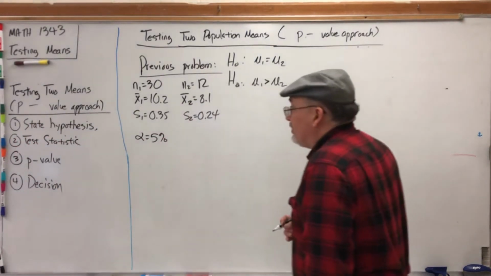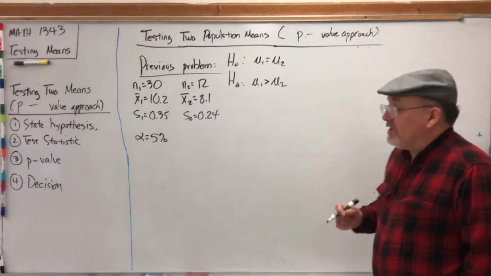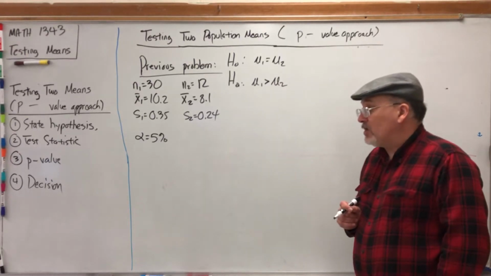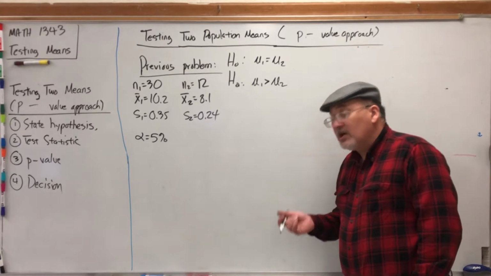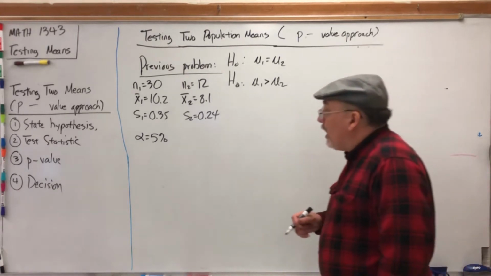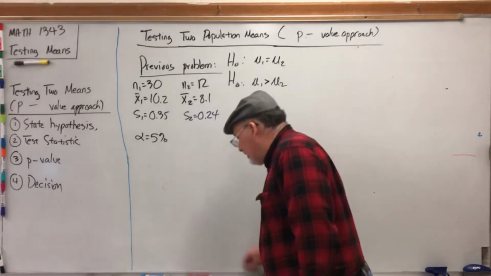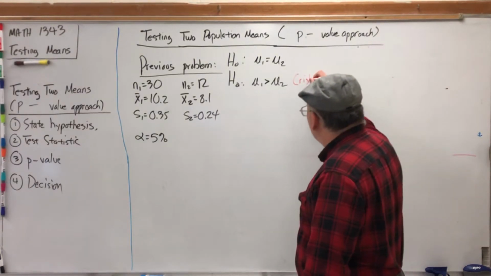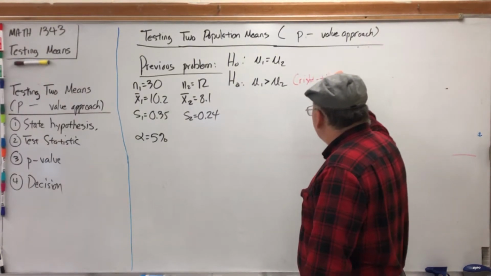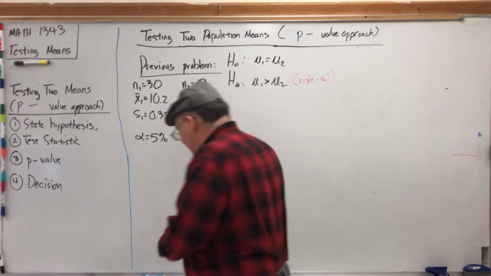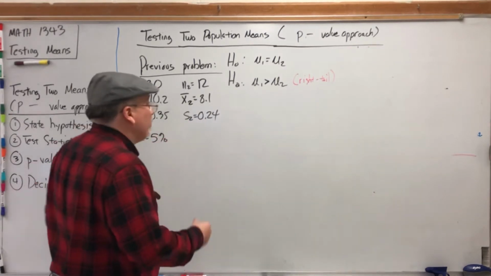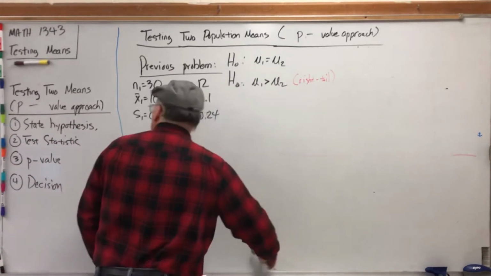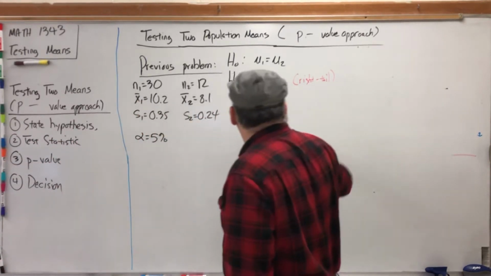I wanted to go through the calculation of the test statistic again and the translation of the test statistic to the p-value. But first we need to remind ourselves that this is going to be a right-tailed test, because the alternative hypothesis says greater than. That will be important when we go to calculate our p-value. All right, so to calculate our test statistic, here's step one.